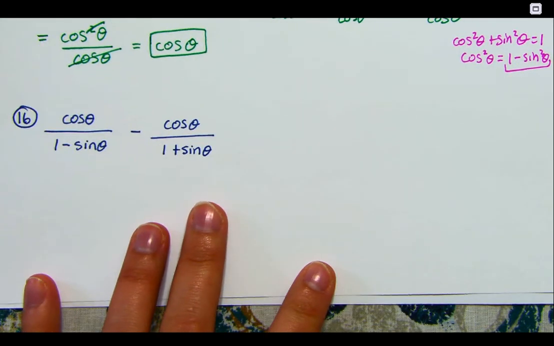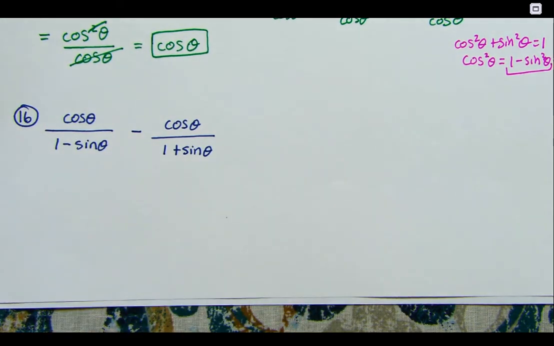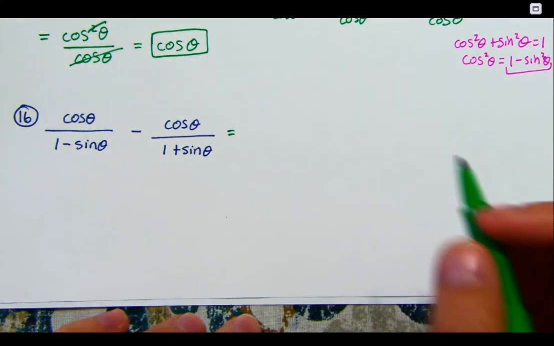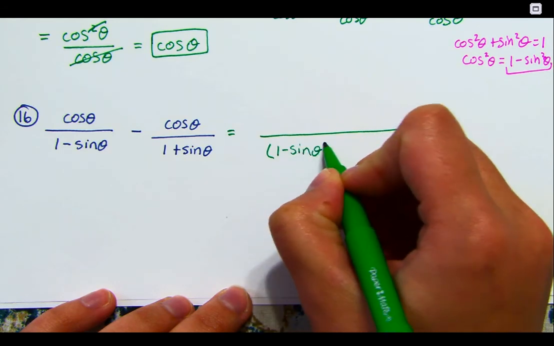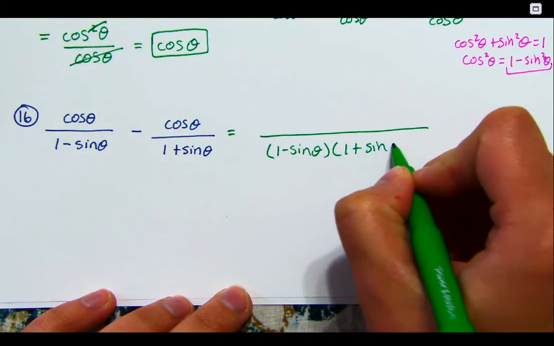All right, 16. This is going to be our hardest problem, mostly because it's just hard to know what to do in this case. So usually when we have fractions, we want to try and get it into one fraction and then start simplifying it, and that's how we go from having two terms to one term. So to get it into one fraction, we need a common denominator. So our common denominator is going to be a combination of these two denominators. So our common denominator is going to be 1 minus sine theta times 1 plus sine theta.